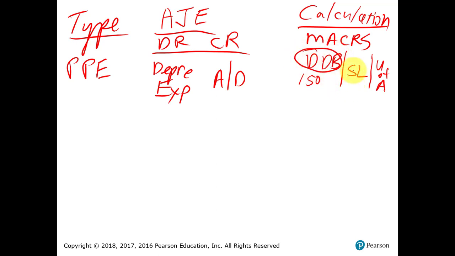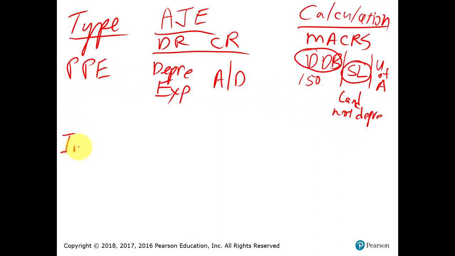We'll see that straight line has to be used for real property, except, remember, land is not depreciated. It just sits there on your balance sheet. It just sits there in your ledger until you sell that property. Okay, so that's property, plant, and equipment.